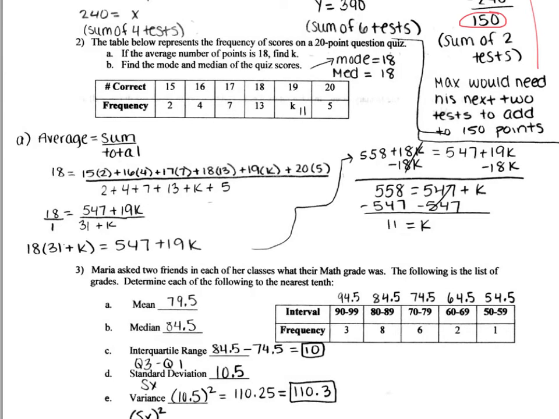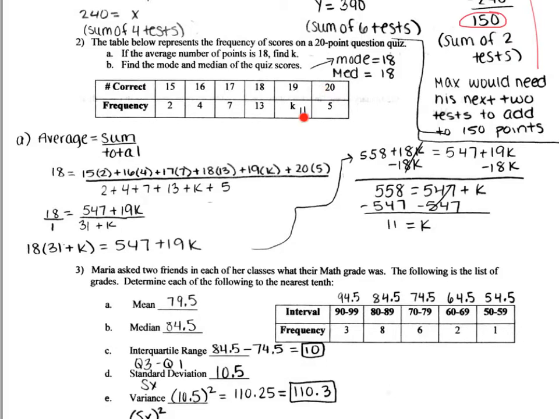It says here, the table below represents the frequency of scores on a 20-point quiz. Part A, if the average number of points is 18, find out what K is. Well, let's first analyze what we're given here. We're given that the number correct out of 20 was either 15, 16, 17, 18, 19, or 20. And the frequency, the amount of times that this happened in the class, was 2, 4, 7, 13, 5, and K we don't know.